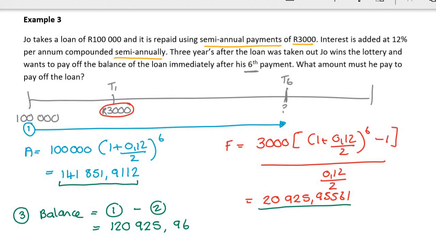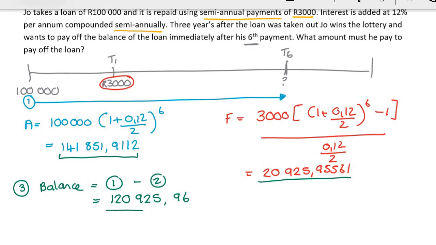Now, if the balance of your loan is increasing, it pretty much means you will never pay off this loan. So if you try to solve for N here, as in if Joe was paying 3,000 Rand, how many semi-annual payments must she make? You would get an error, because the reality is she's never going to pay off her loan. 3,000 Rand is not even covering the semi-annual interest on 100,000 Rand. Fortunately, she won the lotto, and so what must she pay in order to pay off the loan? She must pay 120,925 Rand and 96 cents, and then she would have paid off the loan.